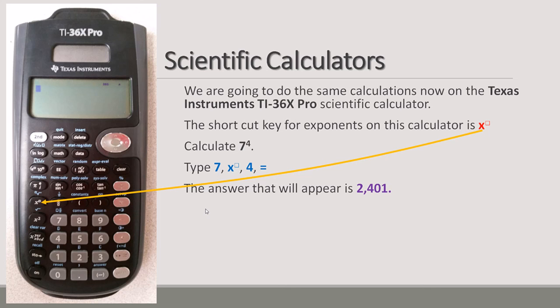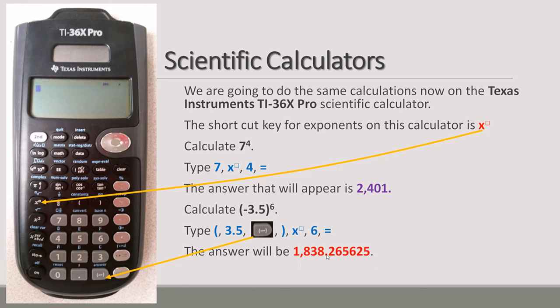I know, blowing your mind today. Let's try this one. Parentheses, negative 3.5, parentheses to the 6th power. And here we go. You type in the parentheses, which is right there. You type in 3.5 and then your negative. Get the back end of your parentheses, your exponent key, to the 6th power, and equals. If this is your calculator, you should know where the equal is. And you should get 1,838.265625.